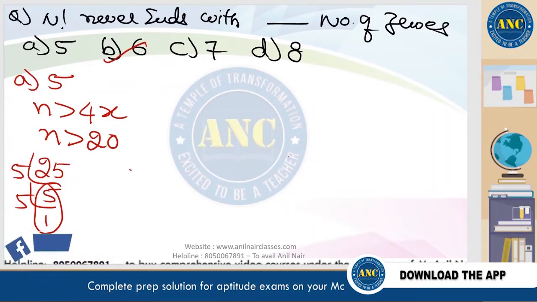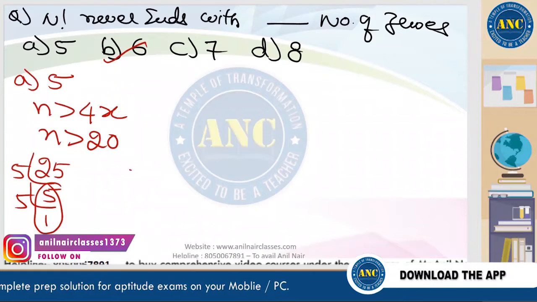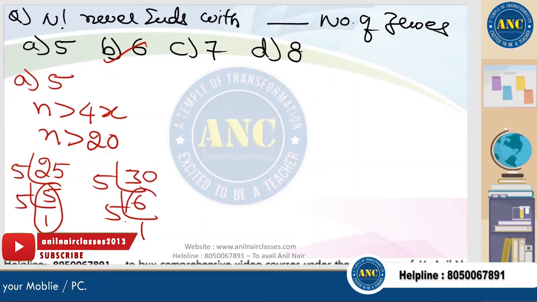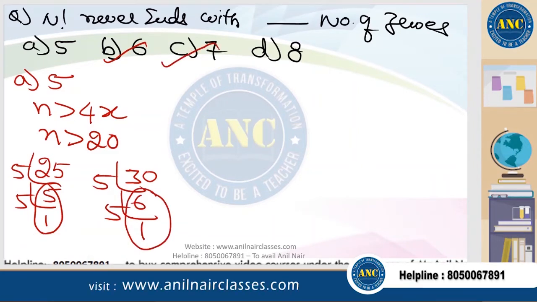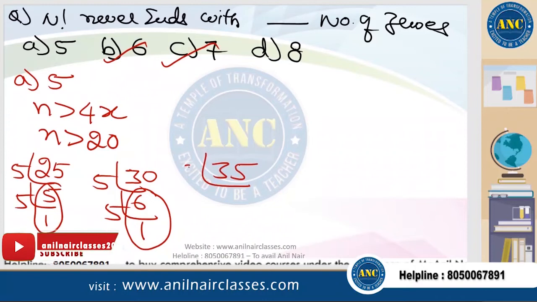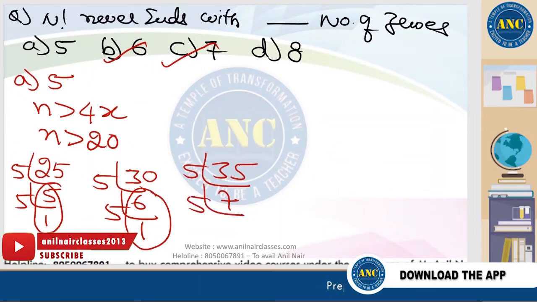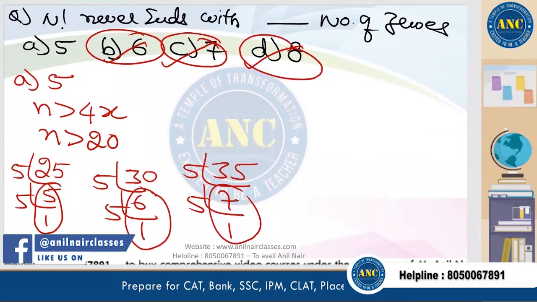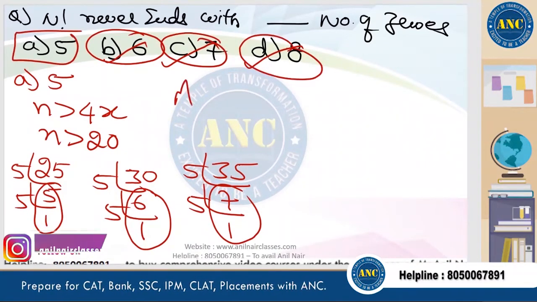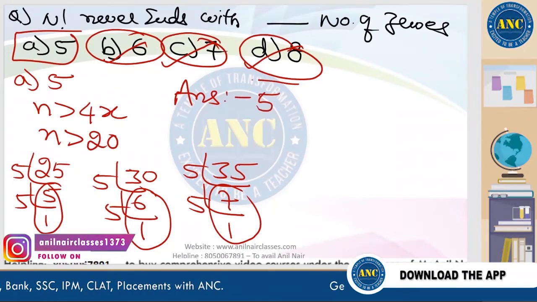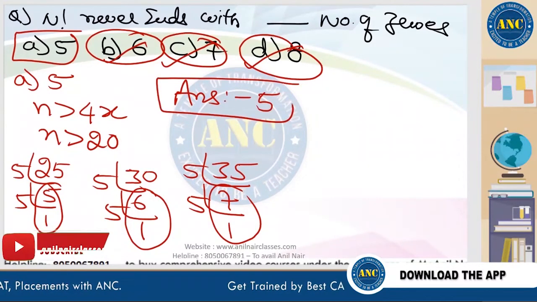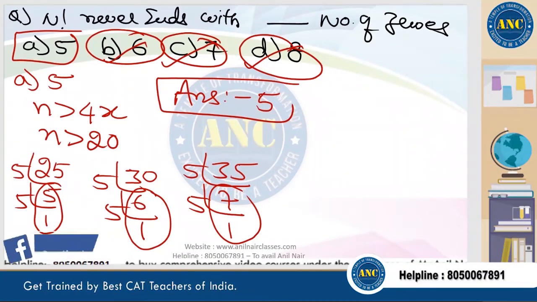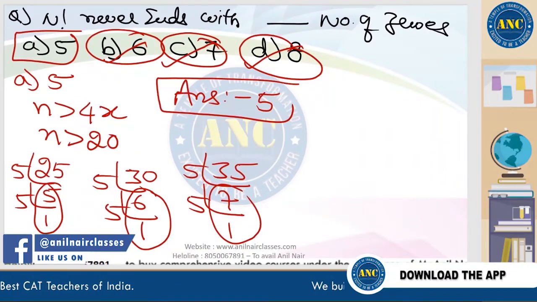After 20, what is the multiple of 5? 25. Next one is 30. 5 6s are 30, 5 1s are 5, 6 plus 1, 7. It is possible. After 30, the next multiple is 35. 5 7s are 35, 5 1s are 5, 7 plus 1, 8 possible. 6 possible, 7 possible, 8 possible. What is not possible? Answer is 5. N factorial never ends with 5 zeros. I hope the idea is clear.